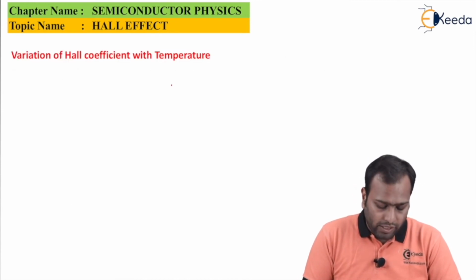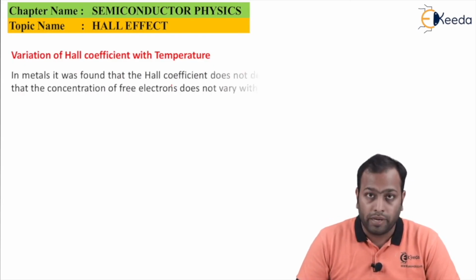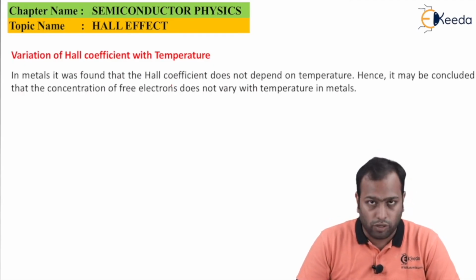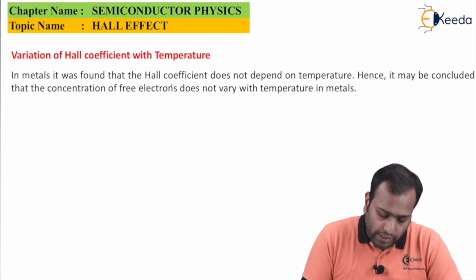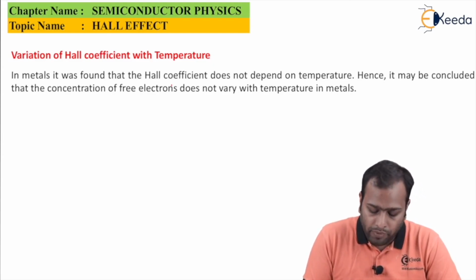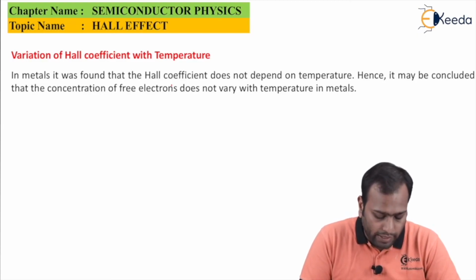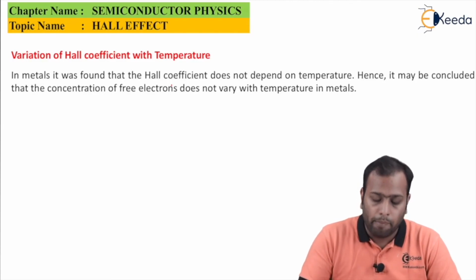Let's talk about the variation of Hall coefficient with temperature. Now, first let's talk about metals. In metals, it was found that Hall coefficient does not depend on the temperature. Hence, it may be concluded that concentration of free electrons does not vary with temperature in metals.